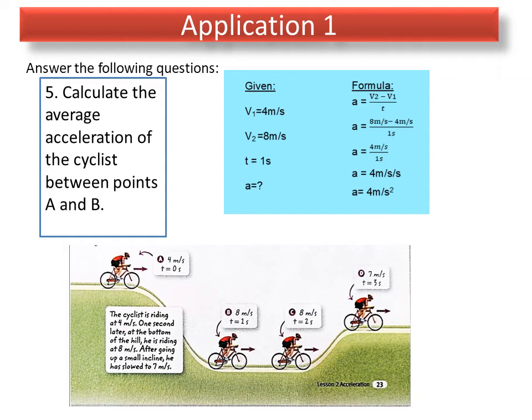So what does this mean? We will explain it later. It means that in every second the cyclist is increasing its velocity, or changing its velocity, by 4 meters per second.